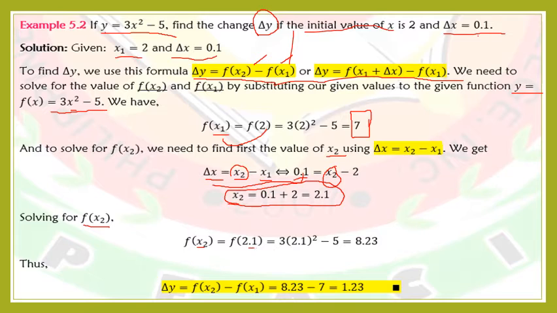Okay, so solving for f of x sub 2, we have replace x sub 2 by 2.1. Okay, so replace natin si x dito by 2.1. So 3 times 2.1 quantity squared minus 5, which is equal to 8.3. Thus, pwede na natin ma-solve si delta y. So delta y is equal to f of x sub 2 minus f of x sub 1. Ang value ni f of x sub 2 is 8.3 from here. And then, minus f of x sub 1, ang value niya is 7 from here also. That is equal to 1.23. So therefore, the change delta y is equal to 1.23.